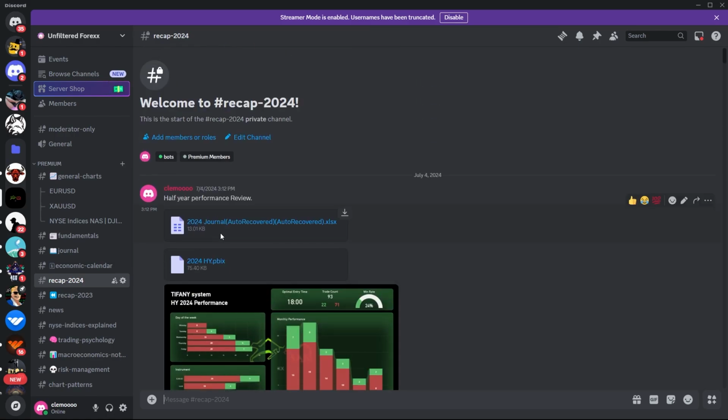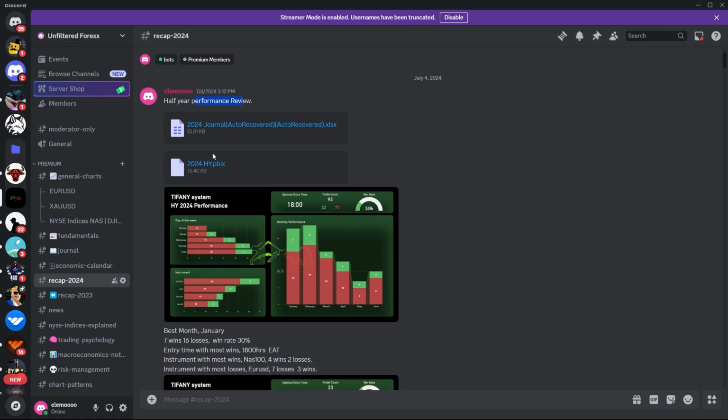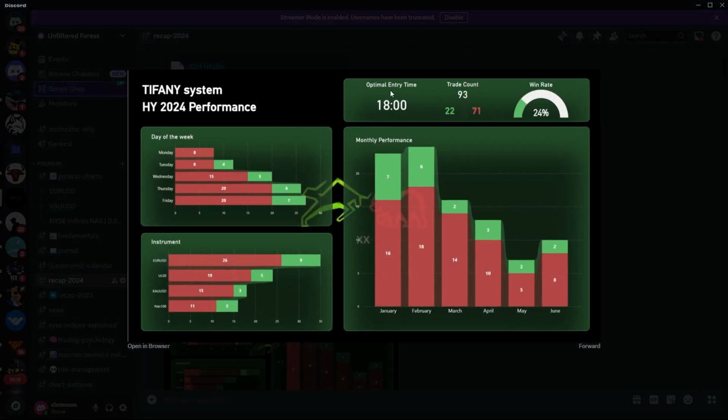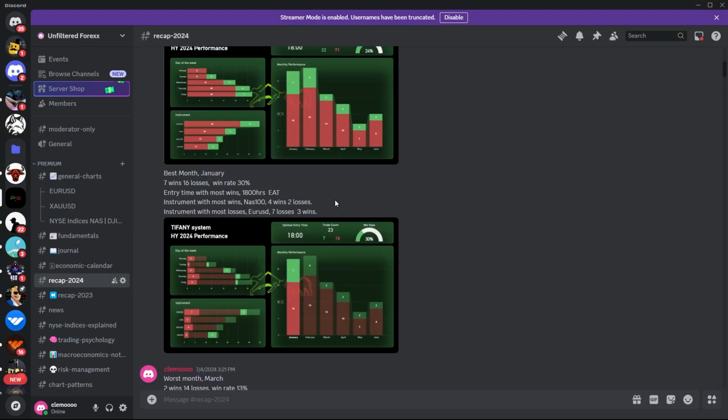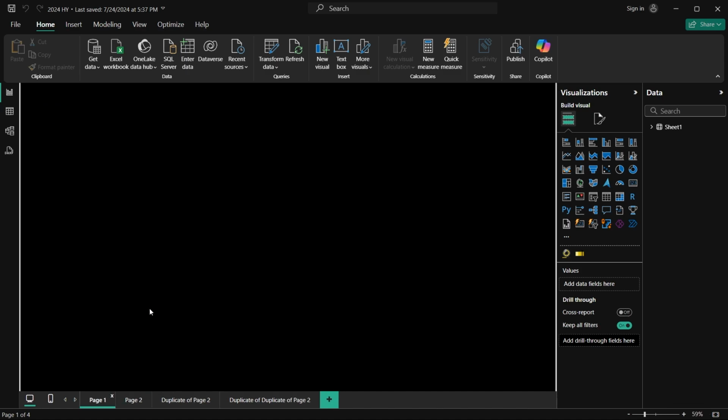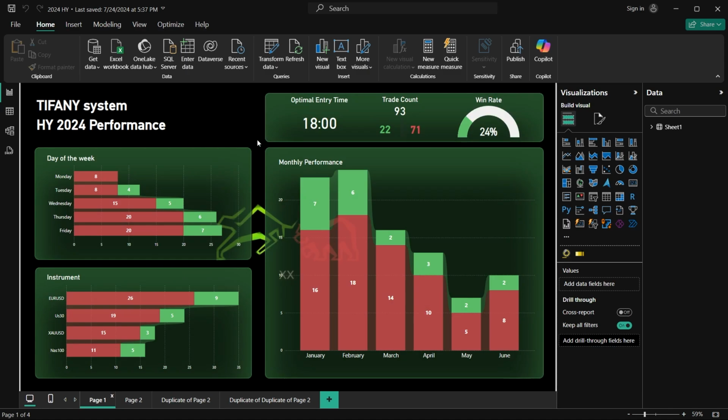So the thing is, yeah, half year performance review. I first started with sending the Excel spreadsheet of my 2024 trades for the first 6 months, right? And this is the Power BI file presentation dashboard for my performance. This is an image. Yeah, you can see it shows the entry time with the most wins, trade counts, wins, losses, win rates, and yeah. Also, this is the actual dashboard itself. You can see the pages are here. Yeah, all this I'll show you how to do it.